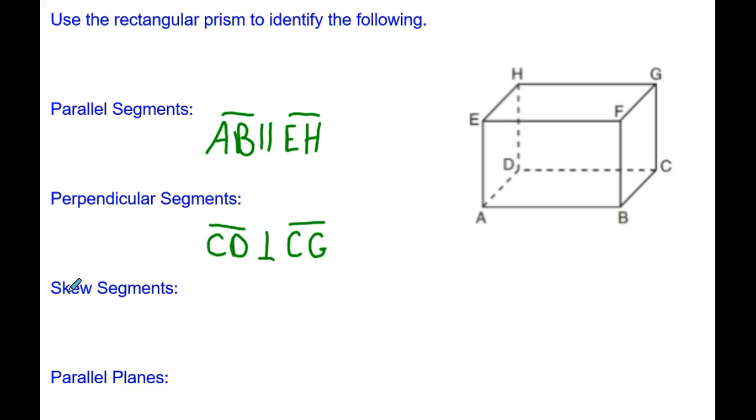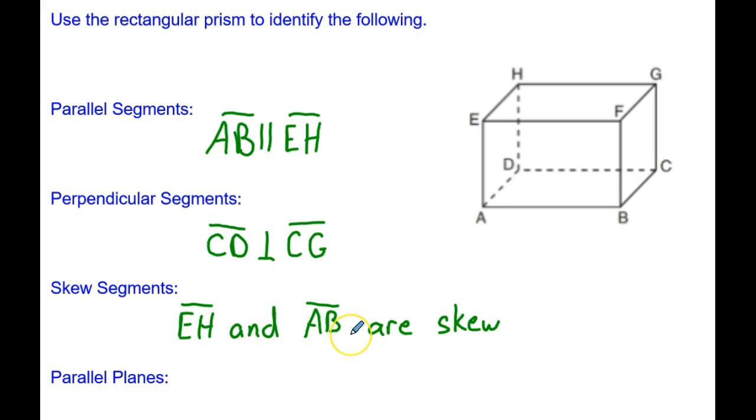Next, we want to identify two skew segments. Remember, skew segments are going to be two segments that never intersect, but they are not coplanar. They do not lie on the same plane. So in this example, I could use segment EH, and that is going to be skew to segment AB. These two segments are never going to intersect. If we extended those lines, they would never intersect, and they are not coplanar. For notation in this case, there's no special symbol we can use to indicate whether two segments or two lines are skew. So we just have to say segment EH and segment AB are skew.